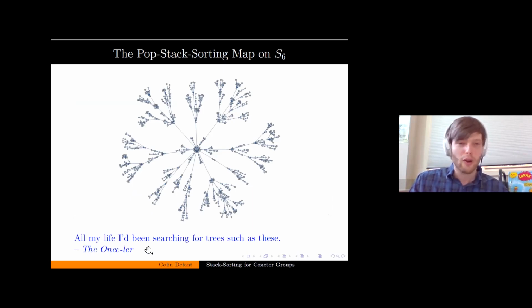And I have this quote from the Lorax by Dr. Seuss, and the Onceler said, "All my life I've been searching for trees such as these." So I thought that was kind of appropriate here.